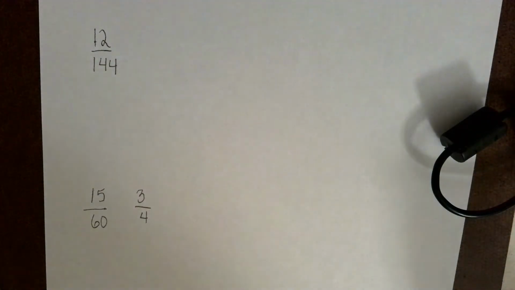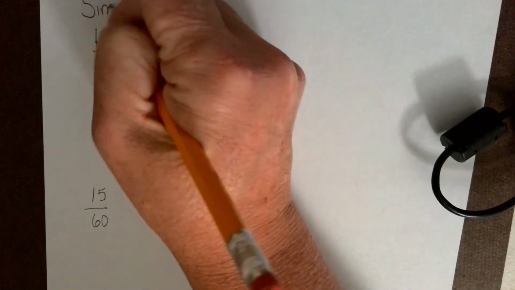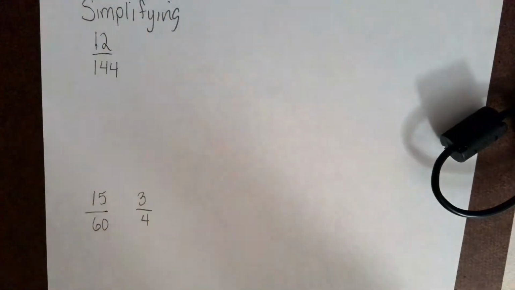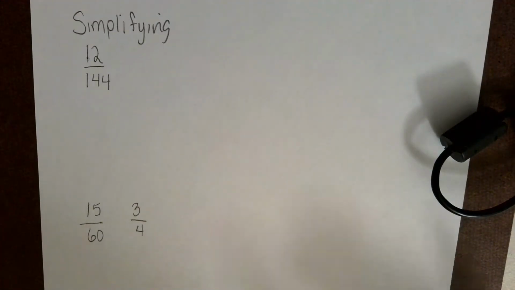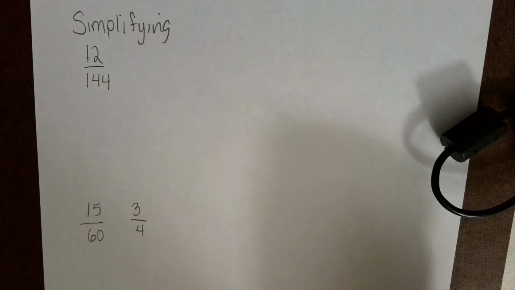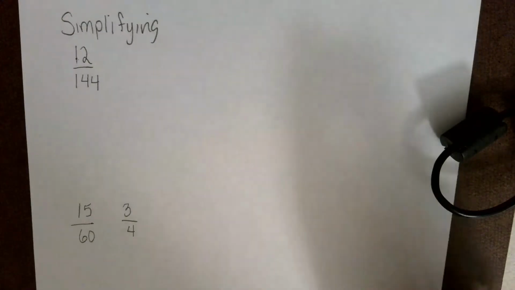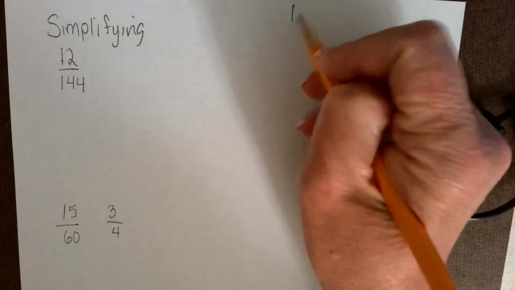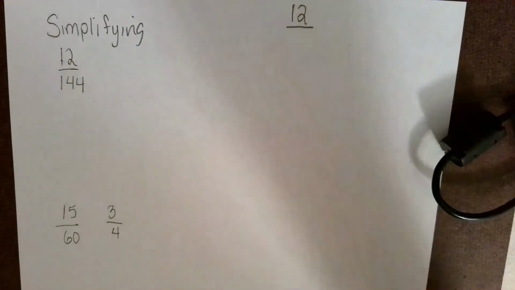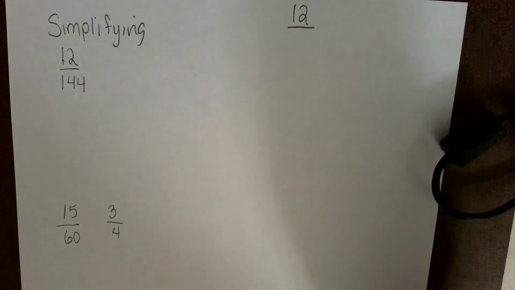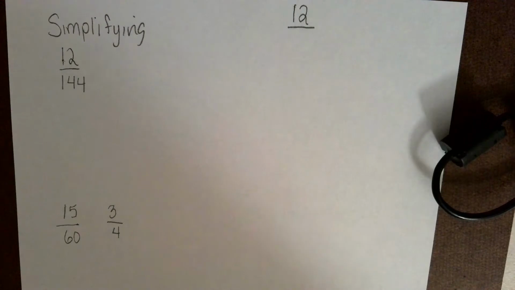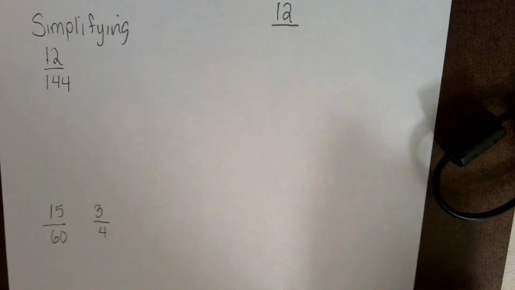All right, if you need help getting started with today's starters, you're supposed to be simplifying 12 over 144. And if you know your facts, that's easy. But if you don't know your facts, one of the ways that you can simplify is you can start with a list and you are going to write down all of the factors of 12, which means you're going to write down all the numbers you can multiply together to get to 12.